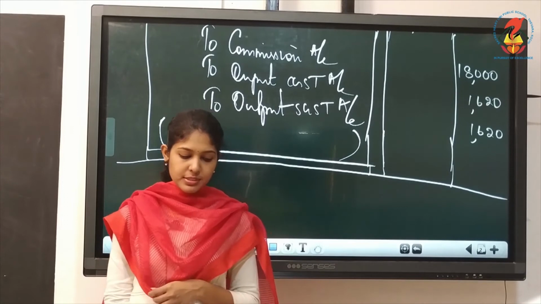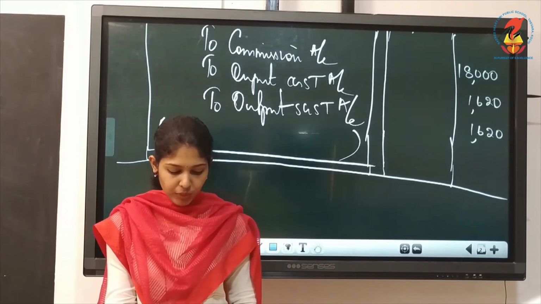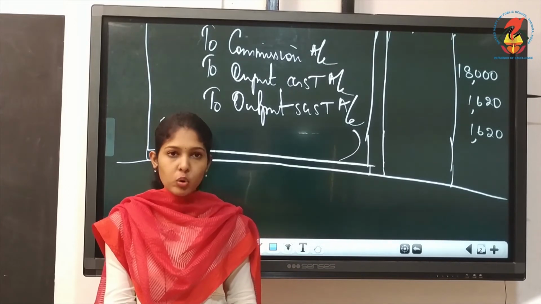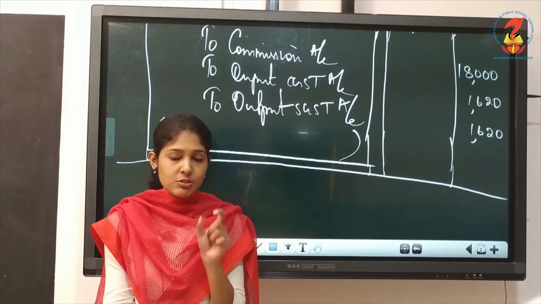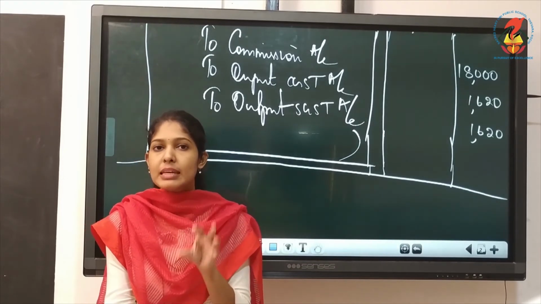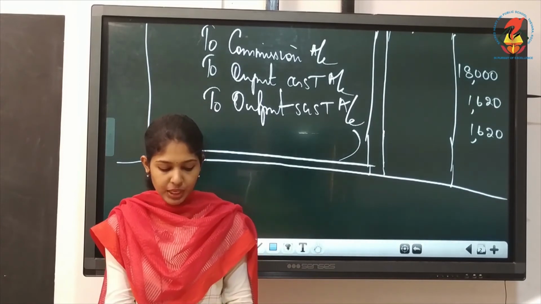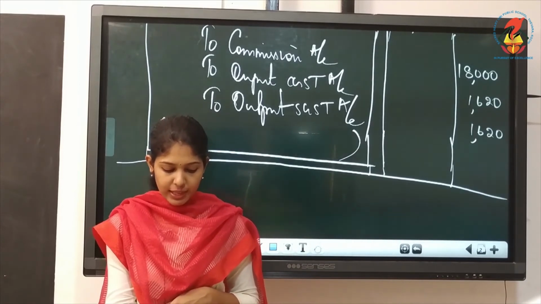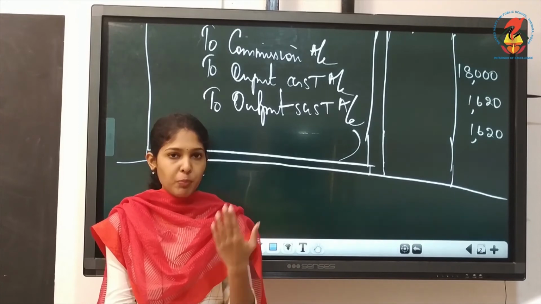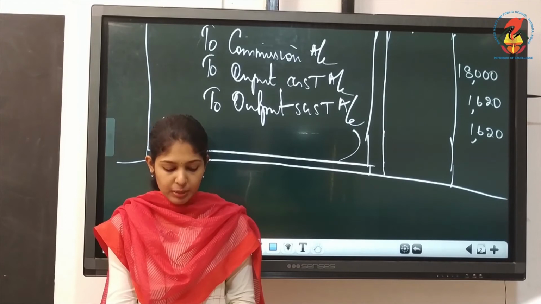Okay, illustration 6, that is on page number 24. Journalize the following transactions. Read each and every word of your question. That is very important. Make it a habit. Read each and every word of your question carefully. Journalize means it's the process of entering transactions in journal.